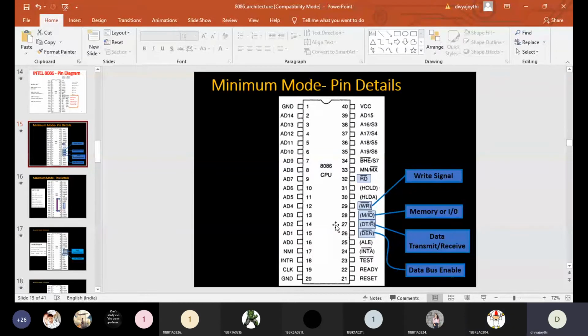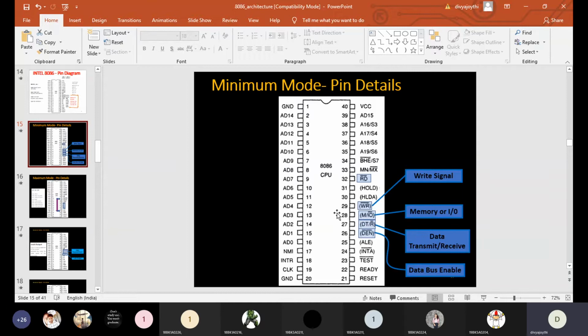Yes, ma'am. Next, pin number 28. It was written as M/IO, which means memory or input-output devices. Value at pin number 28.